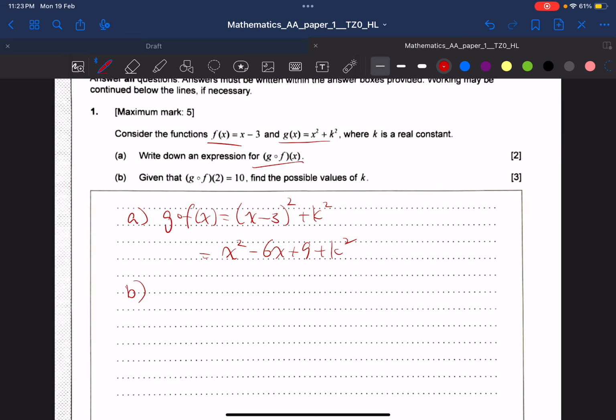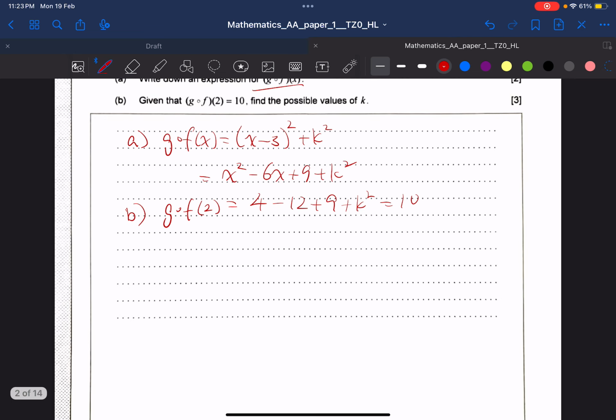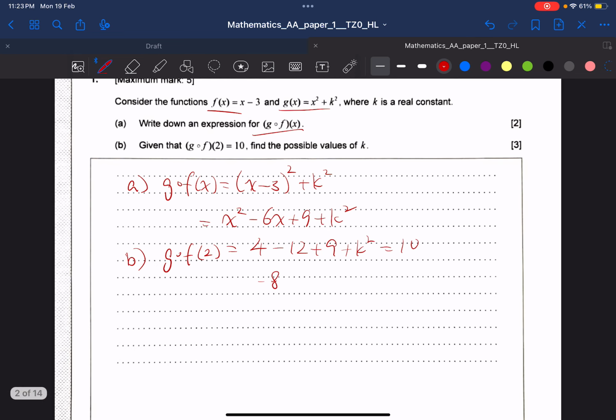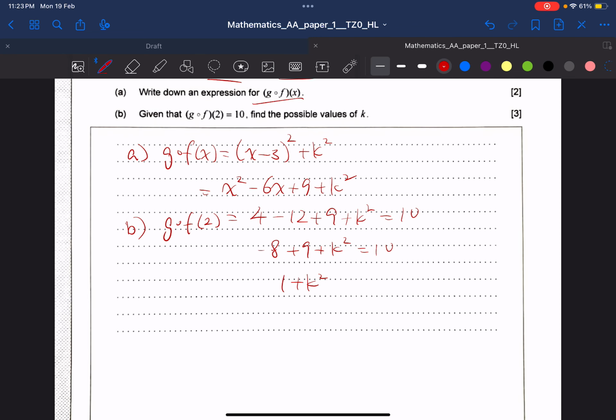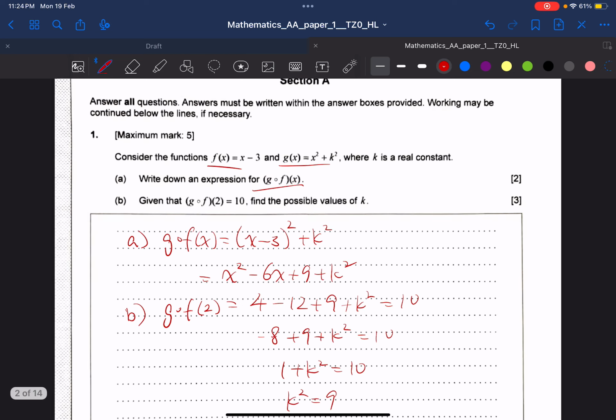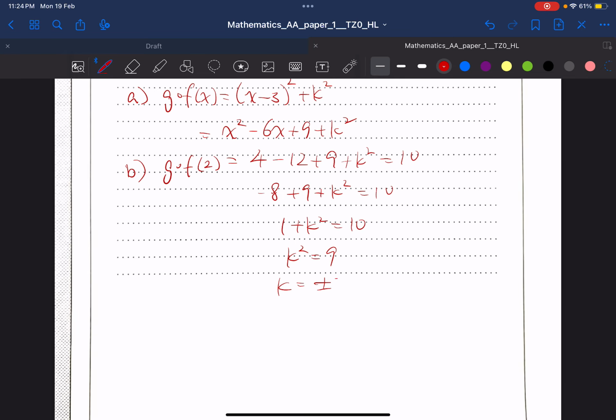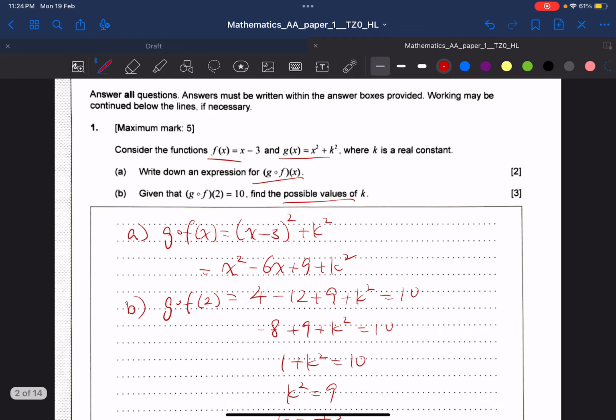Given that g of f of 2 is 10, we substitute 2 inside. So we have 4 minus 12 plus 9 plus k squared is 10. Just to double check my mental math in case I screwed up: minus 8 plus 9 is 1, so 10 plus k squared equals 9... so k squared equals 9, and k has possible values plus or minus 3. Okay, so the first question, I think, is easy. We don't need 5 minutes actually.